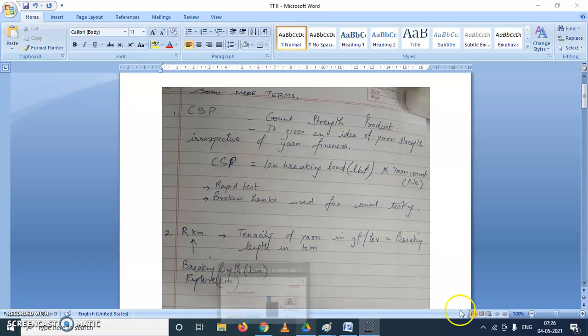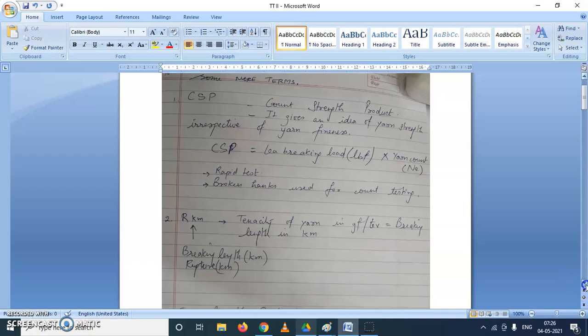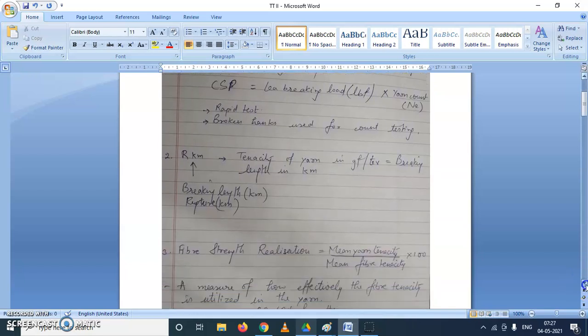So next is RKM. RKM is basically breaking length. We have already discussed breaking length, in a specific unit, kilometers. If we compare the numerical values, then we'll find that tenacity of yarn in gram force per tex is equal to breaking length in kilometers. It is called RKM. Maybe R is for rupture and KM is for kilometers. So this is rupture kilometer.